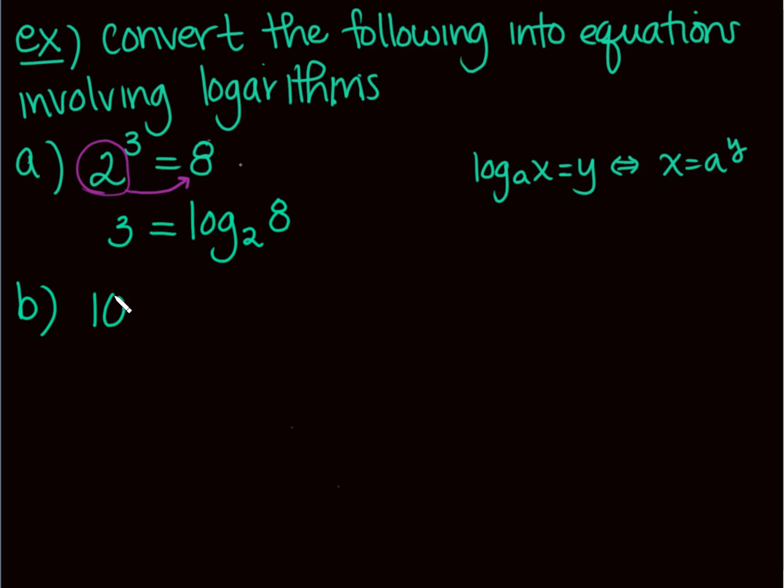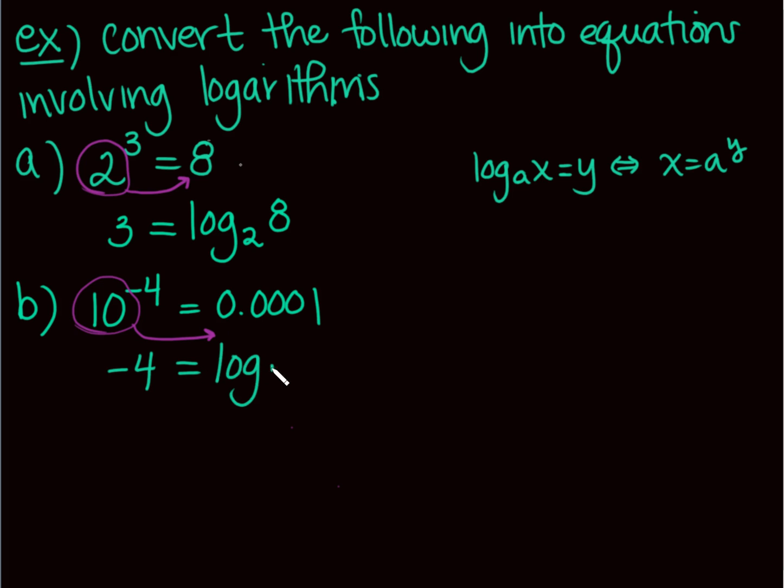What if we had 10 to the negative 4 equals, what would that be? 0.0001? Yes, I think so. So 10 to the negative 4. Again, what am I going to do? I'm going to take the base. Well, where is a base? Well, I have an exponent, so that means 10 must be my base. I'm going to take it across the equal sign, and it changes to the base for my logarithm. So I'm going to have log base 10. We'll talk about log base 10. Log base 10 is kind of special.